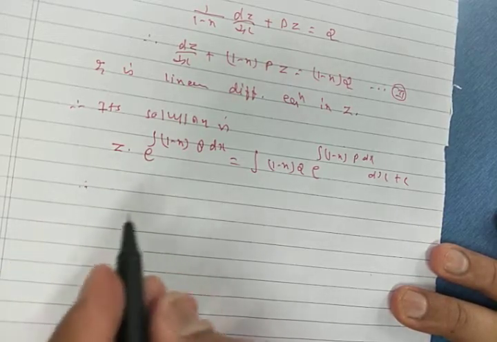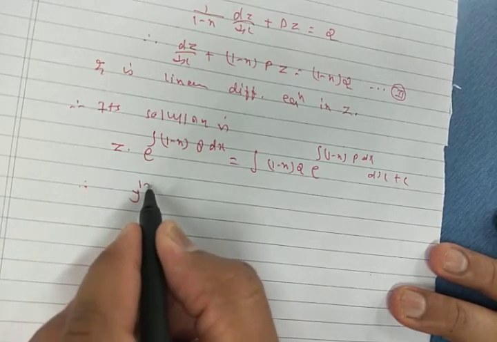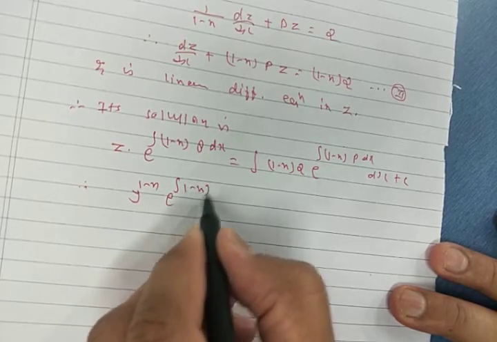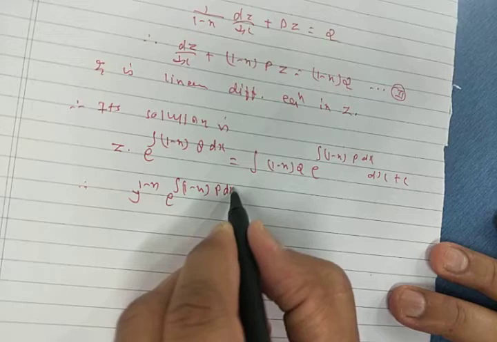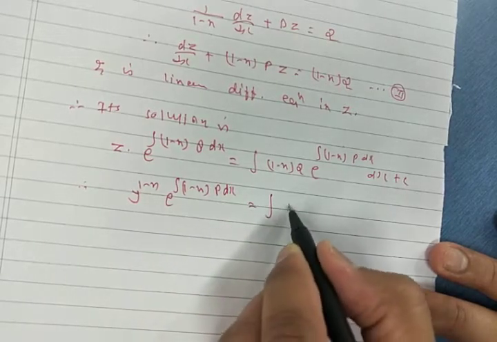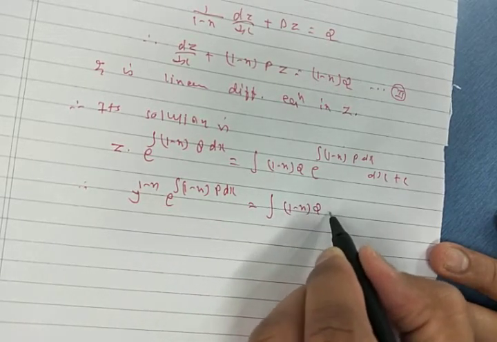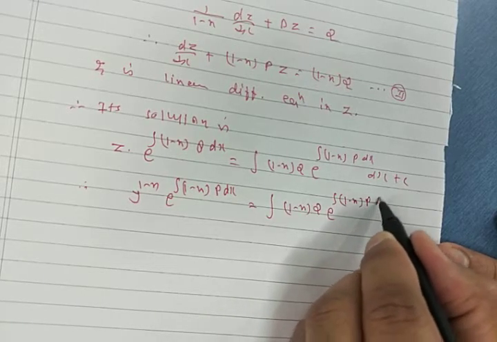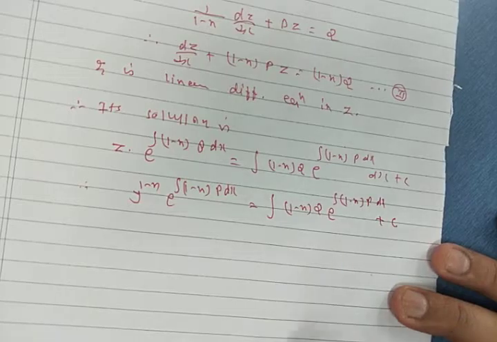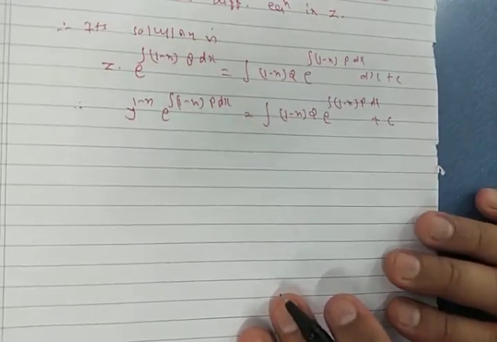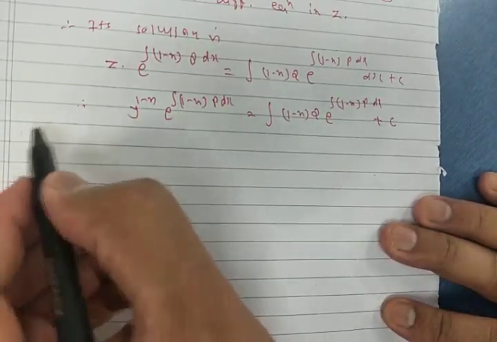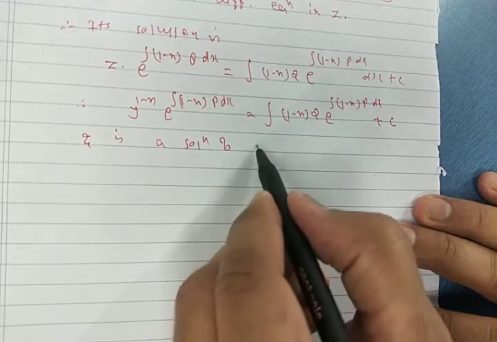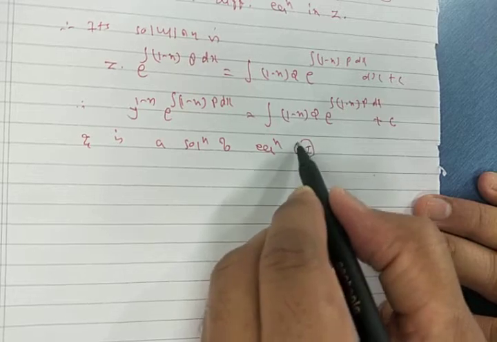Now what is the value of z? Put the value of z. Therefore y raised to 1 minus n e raised to integral 1 minus n p dx is equal to integral 1 minus n q e raised to integral 1 minus n p dx plus c. And this is the solution of the Bernoulli differential equation and is a solution of equation 1.